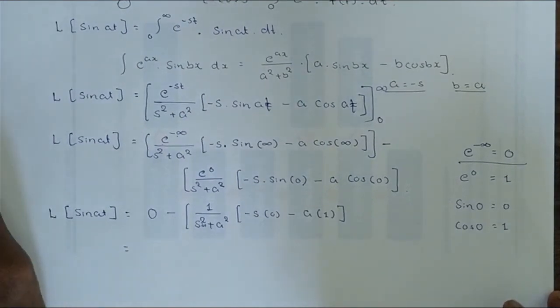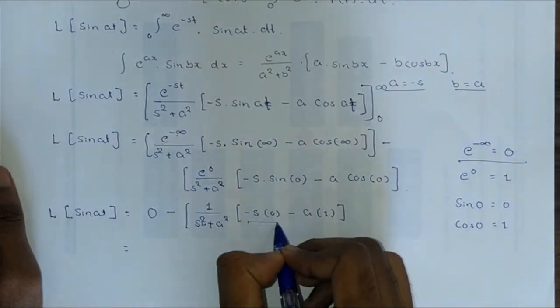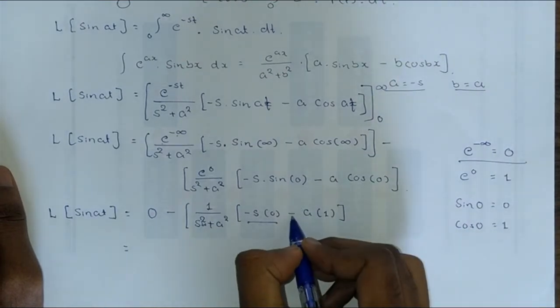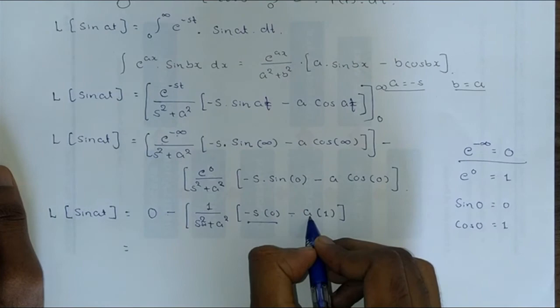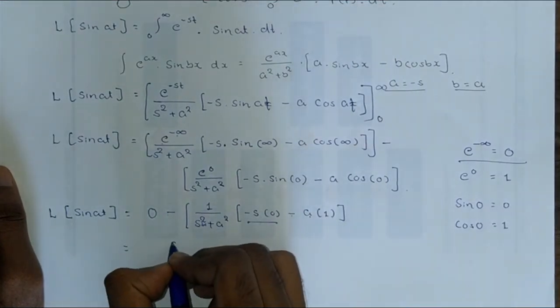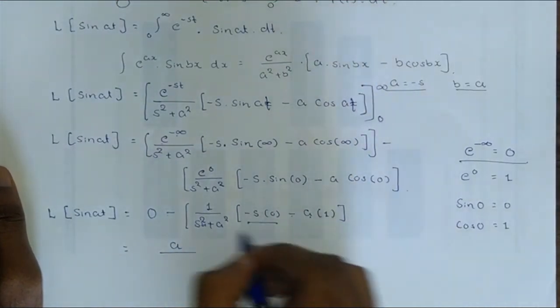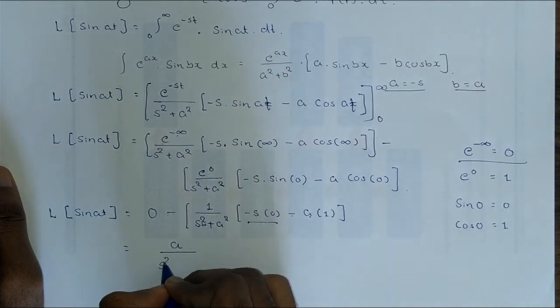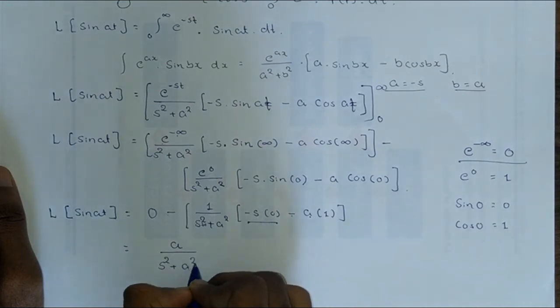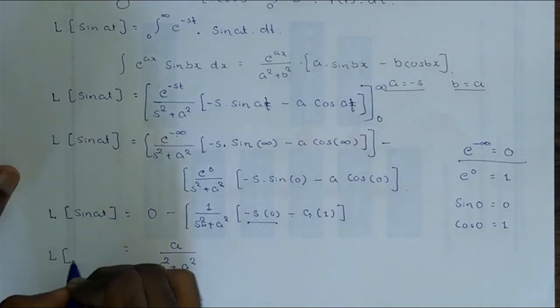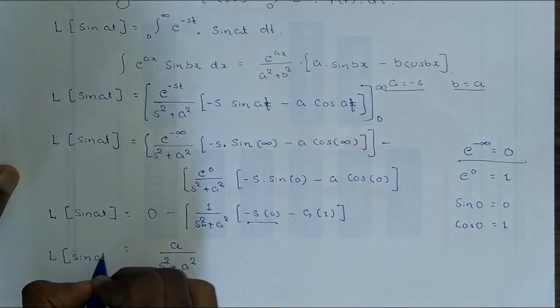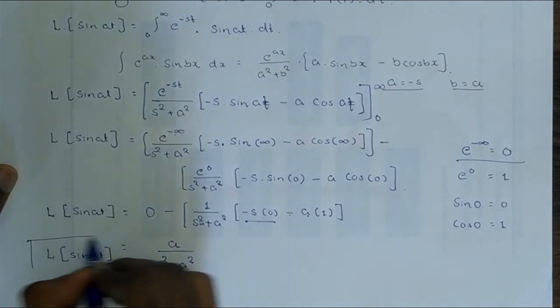Now listen carefully what will happen. So this term becomes 0, so just ignore it. Minus and minus sign became plus, positive sign. So a multiplied by 1, so it became a upon, here nothing. So what is in bracket? s square plus a square. Here we have got this solution. Laplace of sin at is equal to a upon s square plus a square.